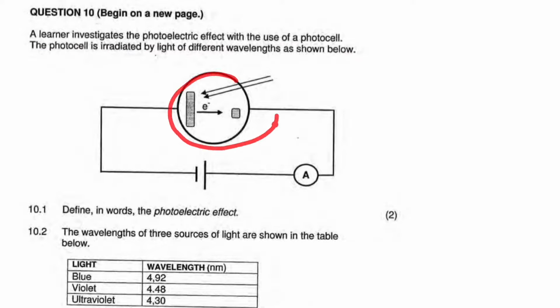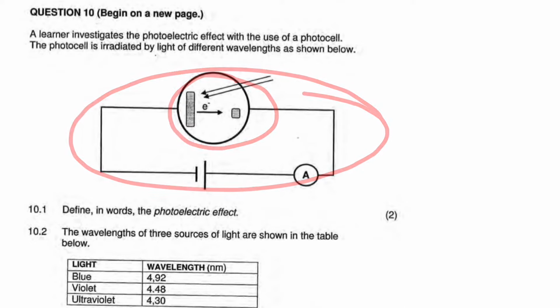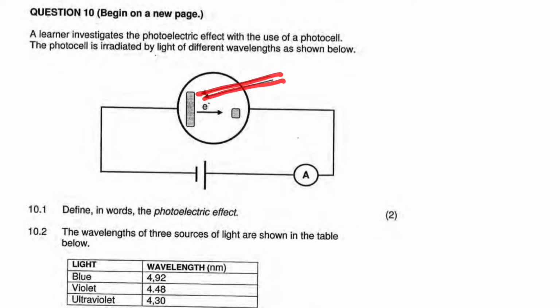So this is the photocell. This is the light that is radiated there. When they say light with different wavelengths, that means different energies and different frequencies, right? So the light is incident on this metal, and electrons are ejected from the surface of that metal, which is the photoelectric effect that takes place.